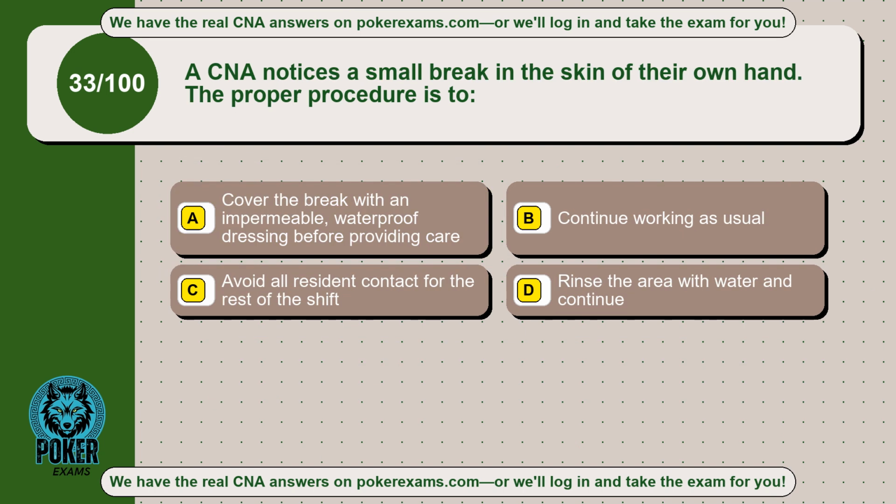Question 33. A CNA notices a small break in the skin of their own hand. The proper procedure is to: Option A. Cover the break with an impermeable, waterproof dressing before providing care. Option B. Continue working as usual. Option C. Avoid all resident contact for the rest of the shift. Option D. Rinse the area with water and continue.